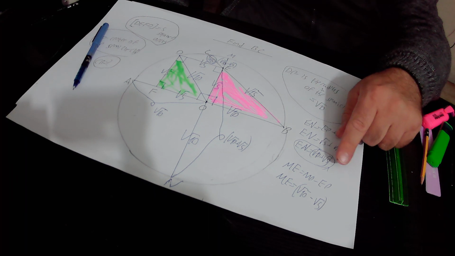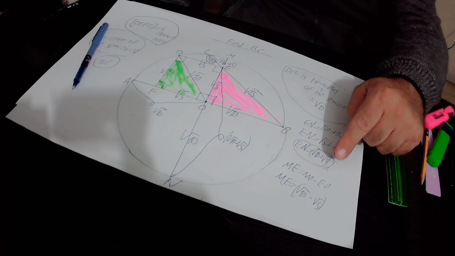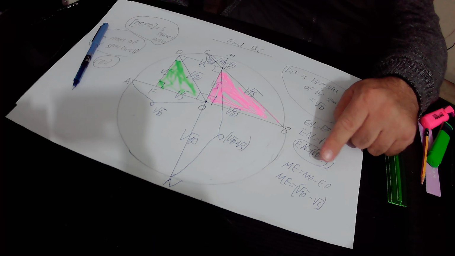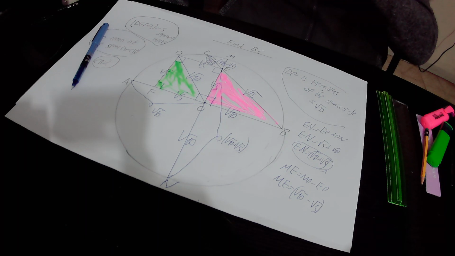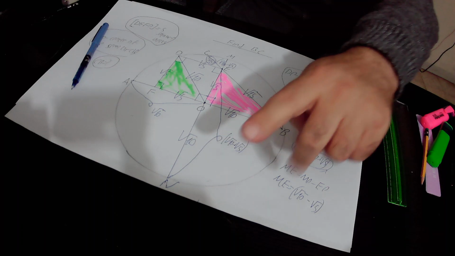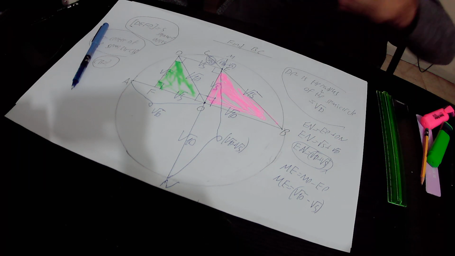And EO is equal to the square root of 5 units. So in conclusion, ME, that is equal to MO minus EO, is equal to the square root of 10 minus the square root of 5. Here, ME equals the square root of 10 minus the square root of 5. And we already found out that EN equals the square root of 10 plus the square root of 5, and EB equals the square root of 15 units.